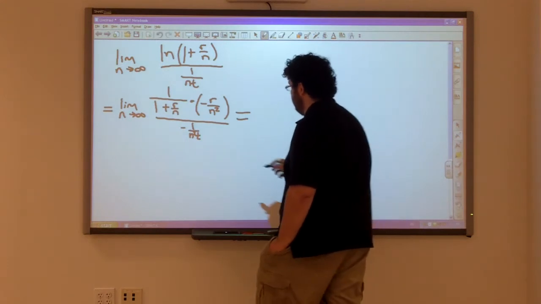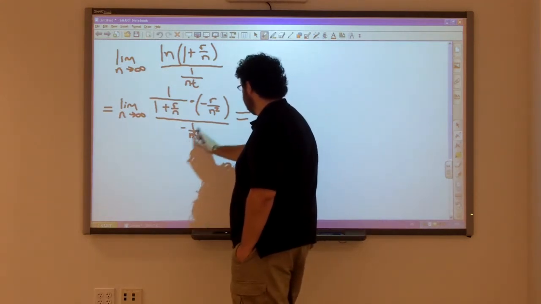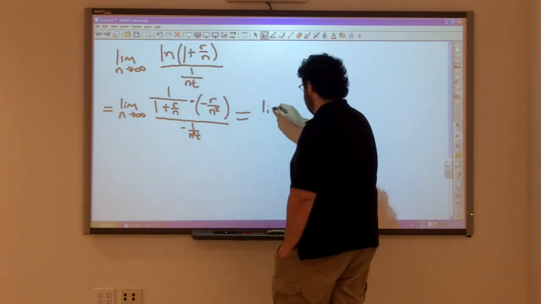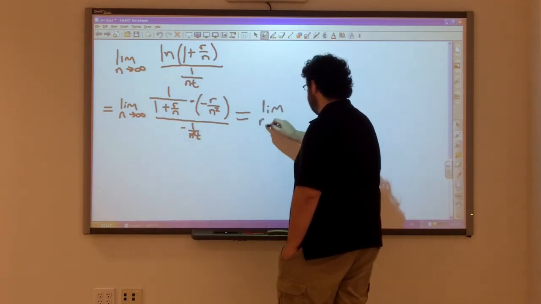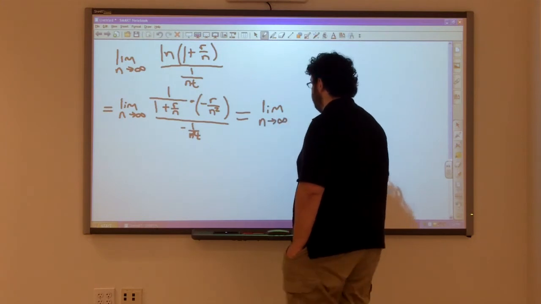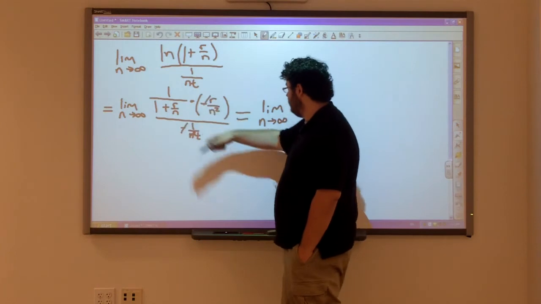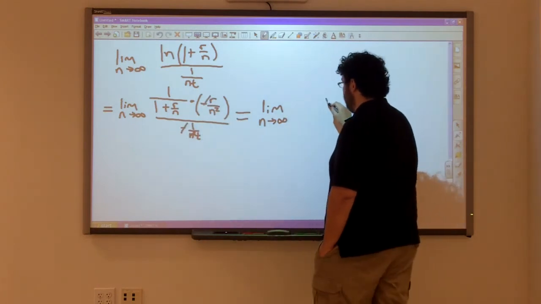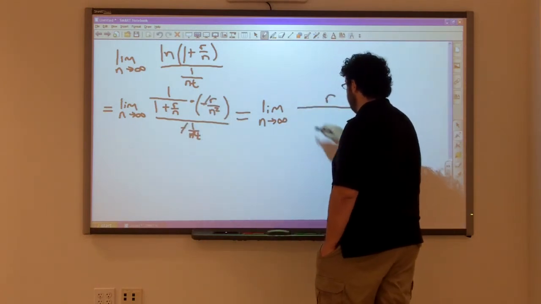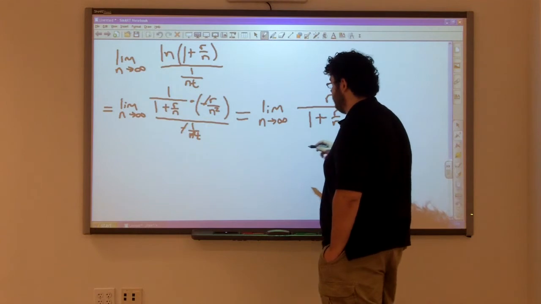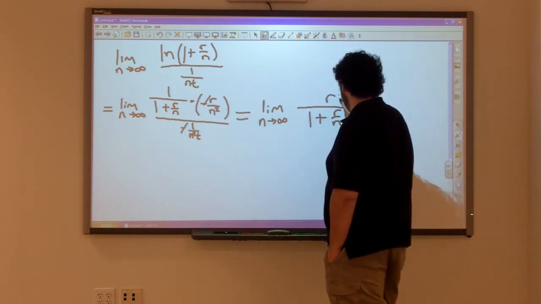So let's simplify that. The n squareds are going to cancel, so we're left with the limit as n goes to infinity of, the minus signs are also going to cancel, so we get r over 1 plus r over n, and what else are we left with? There should be a t here.